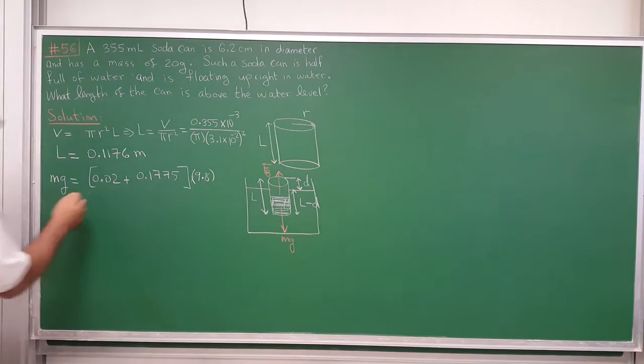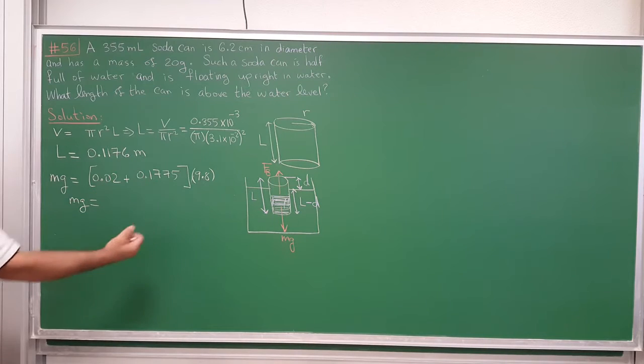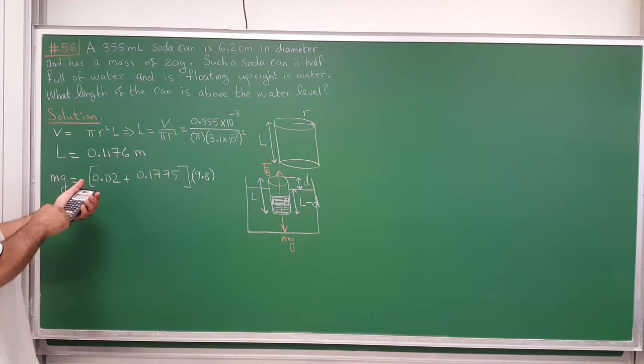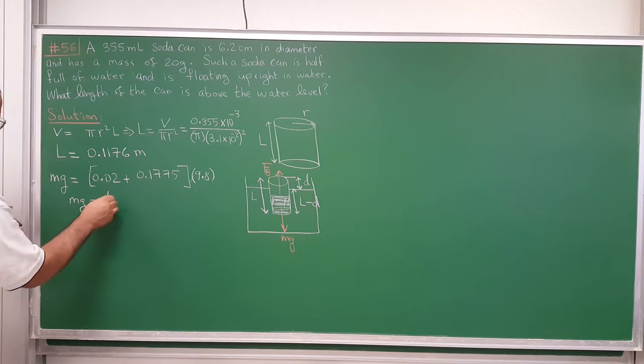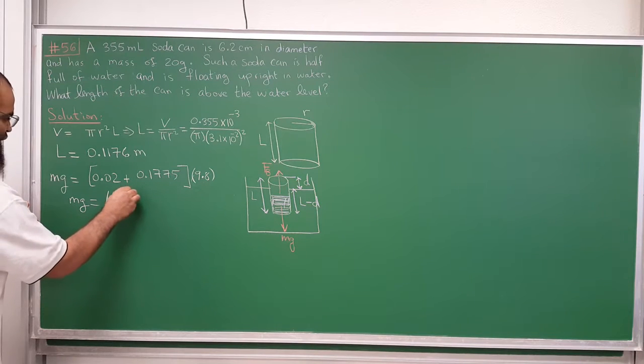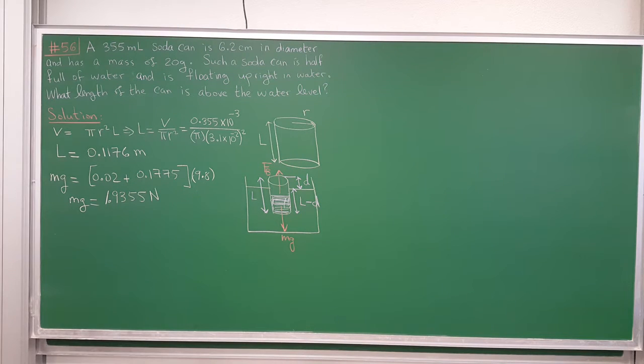So let's find the mg parts. So we get mg, that's the force of gravity on the can plus the water inside it. So over 1,000 on this, and then plus 0.02, and then times 9.8, and we get 1.9355 newtons. All right, that's the mg part.